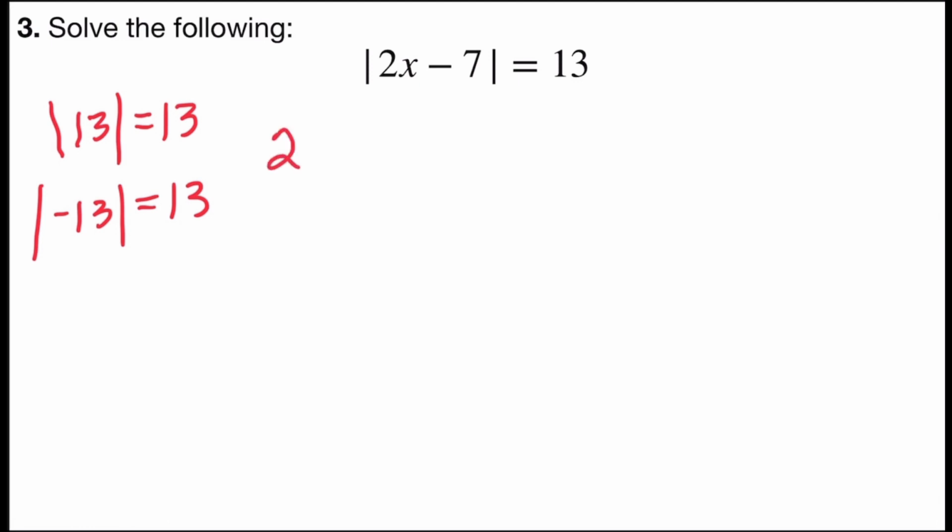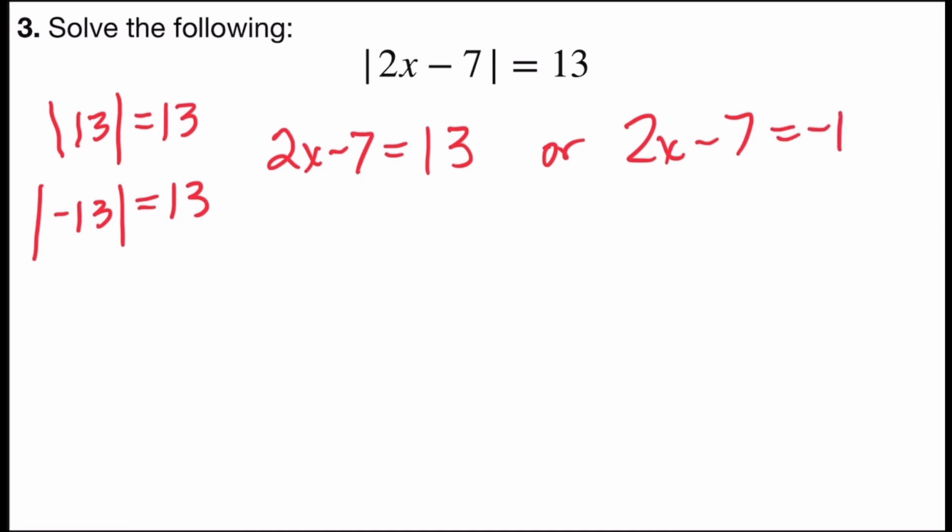The expression 2x minus 7 on the inside of the absolute value bars could be equal to 13, or the expression on the inside of the absolute value bars, 2x minus 7, could be equal to negative 13. Because when I take the absolute value of 13, I get 13, which is the answer. And if I take the absolute value of negative 13, I also get 13. And so I just have two small equations to solve.